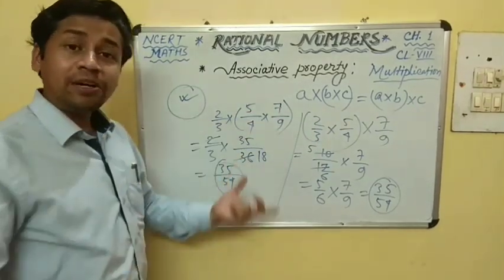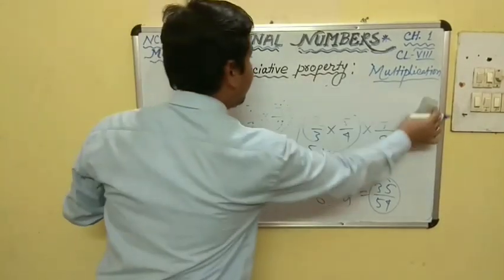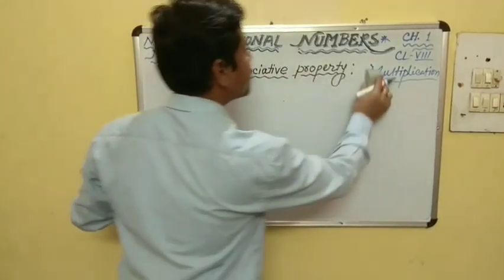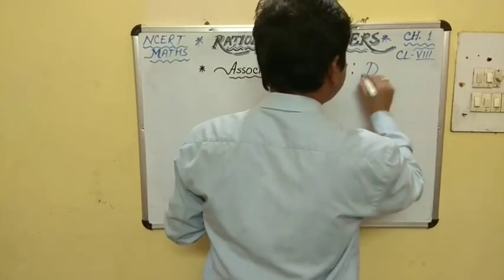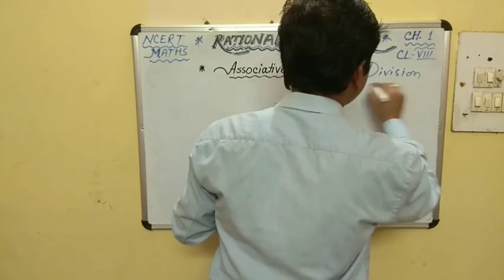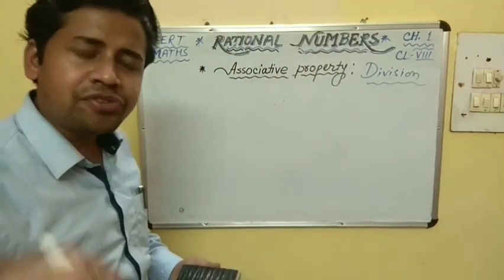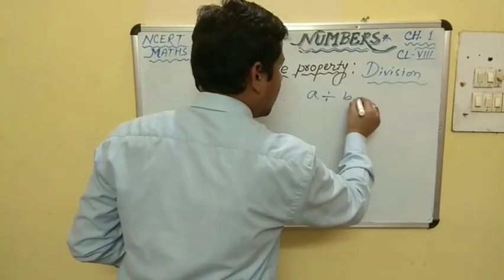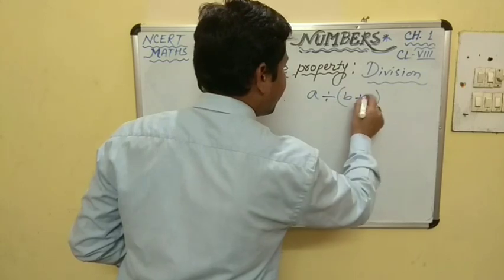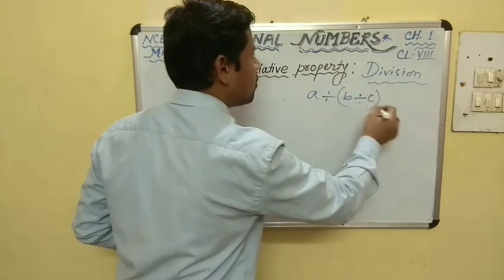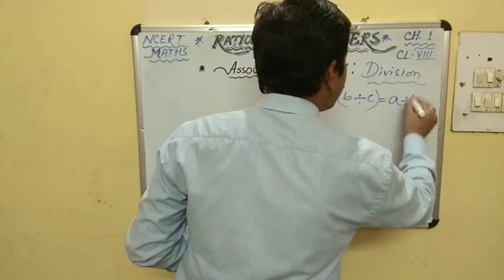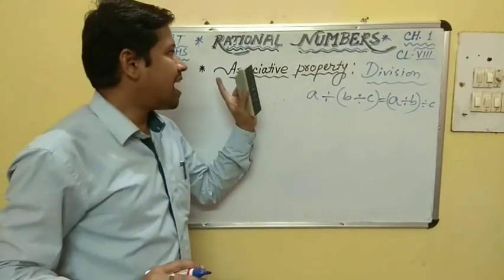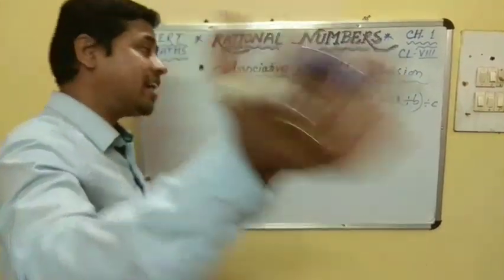Now we are going for another operation, that is division. So let's check by taking some examples in case of the division operation. Let's take any three rational numbers A, B and C. If (A ÷ B) ÷ C is equal to A ÷ (B ÷ C), if possible, then we can say that rational numbers are associative under division. So let's check by taking some examples.